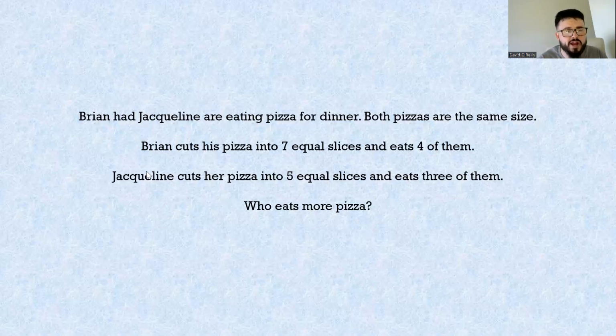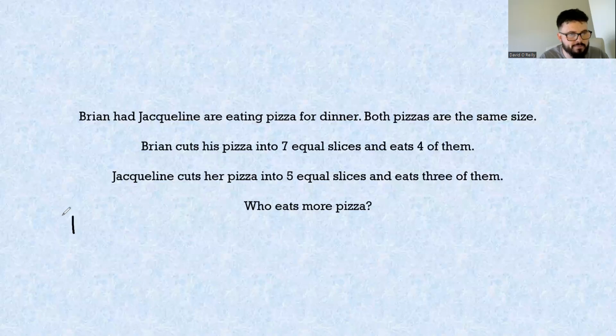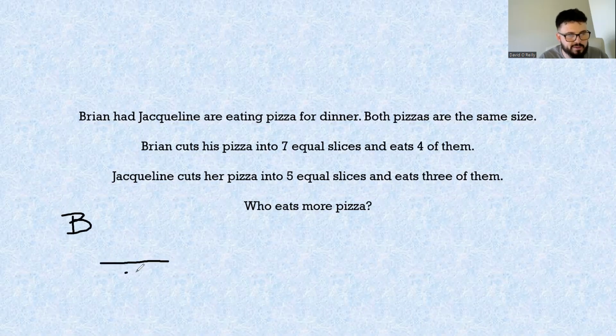So what does Brian do? Brian has a pizza which has 7 equal slices. So I'm going to write B for Brian. Now remember that the number of equal slices is 7. So that's the number that goes at the bottom. And he eats 4 of them. That number goes at the top. Okay, 7 equal slices at the bottom, but we're working with 4. 4 is the number we're working with. That's how much he's eaten. Okay, so Brian's eaten 4 over 7.